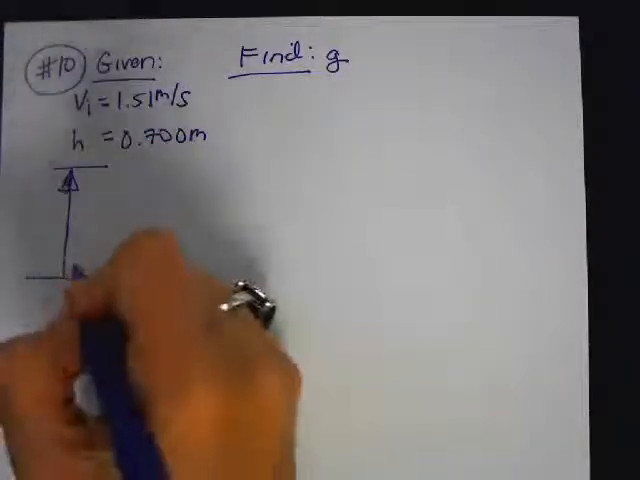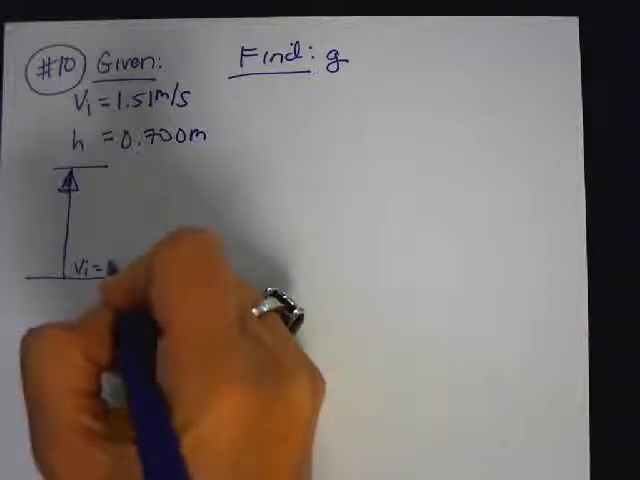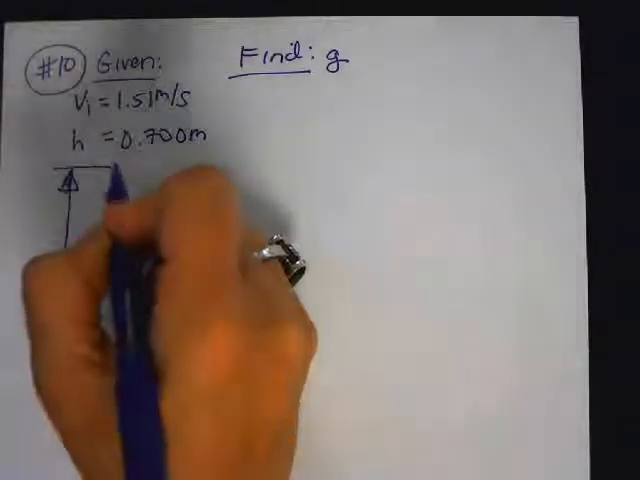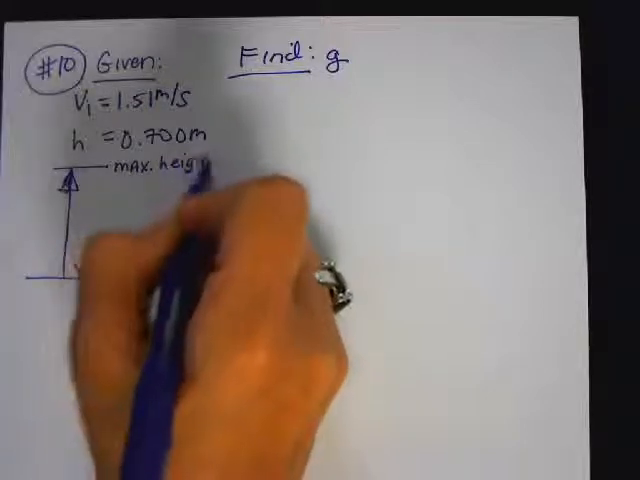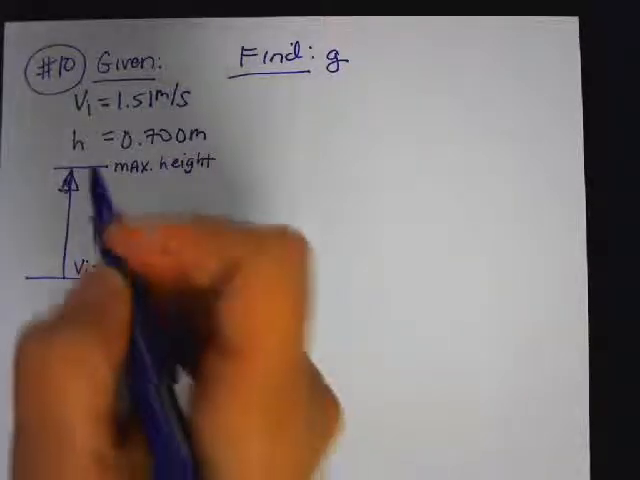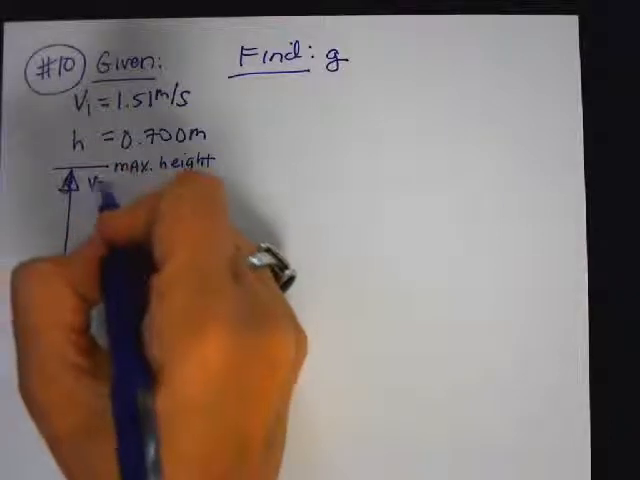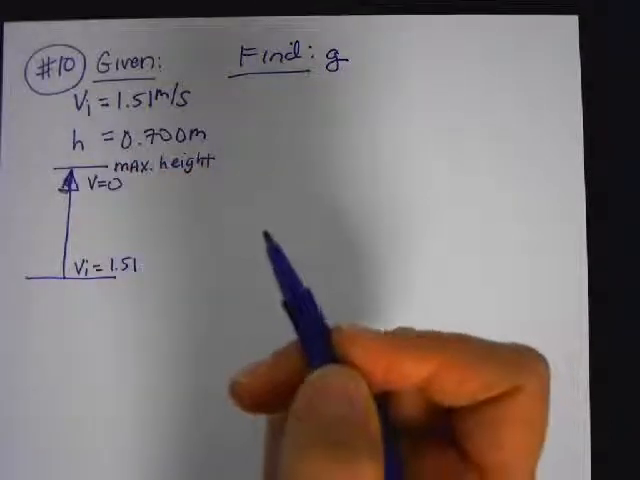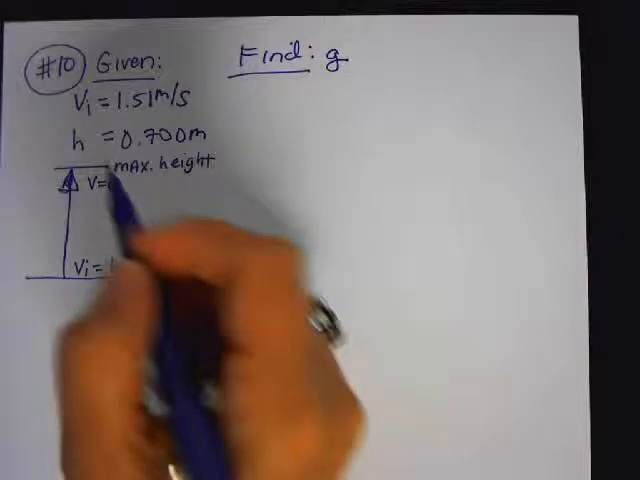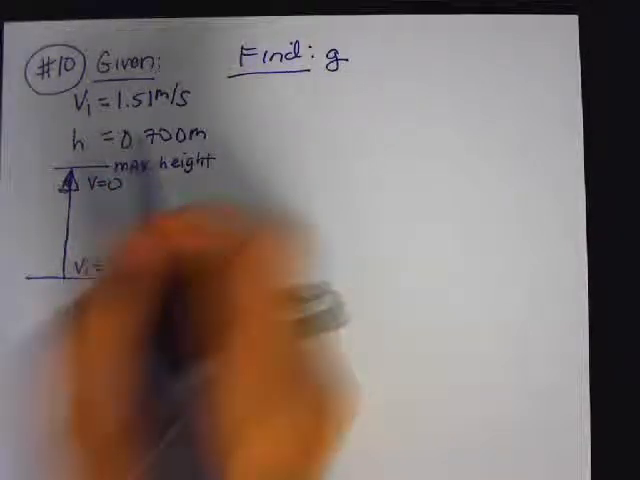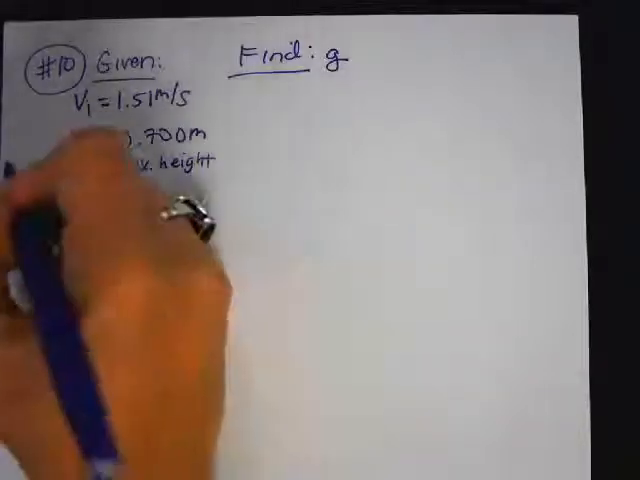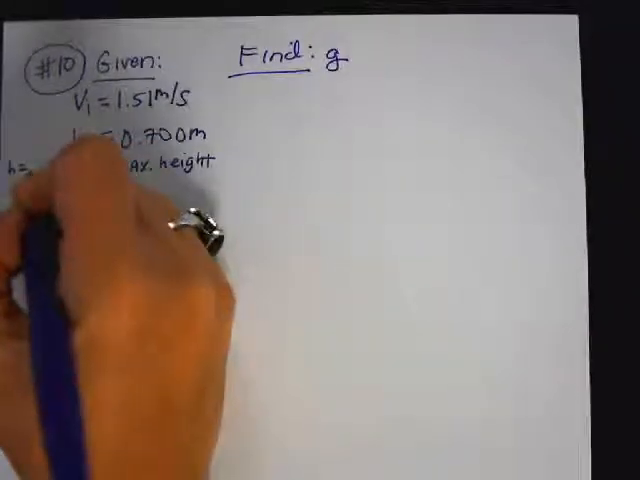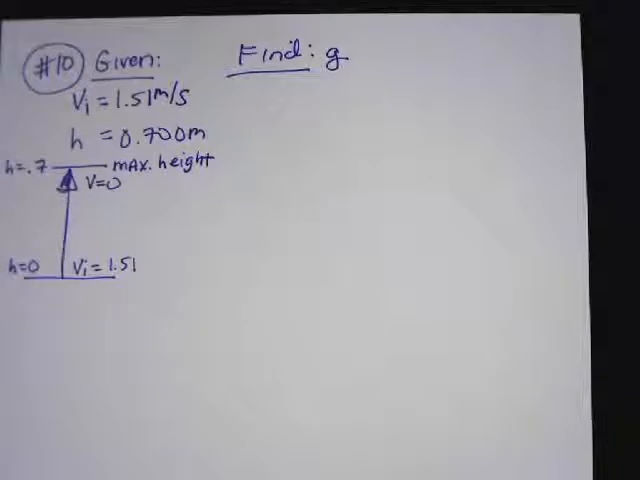Okay. So when he leaves the ground, his initial velocity was 1.51. So this is the maximum height. At the maximum height, what's his velocity? 0. You see how the picture helps out? Now also, they said that this height, so you can start off here on the ground, the height is 0 here, and then here the height would be 0.7. Okay? So this problem is conservation of energy.